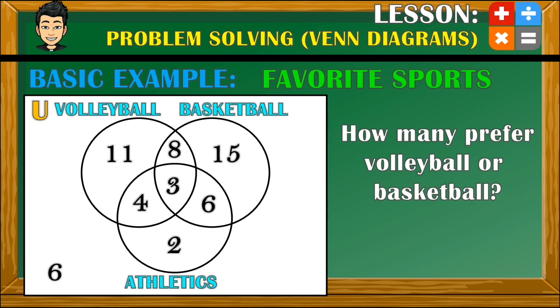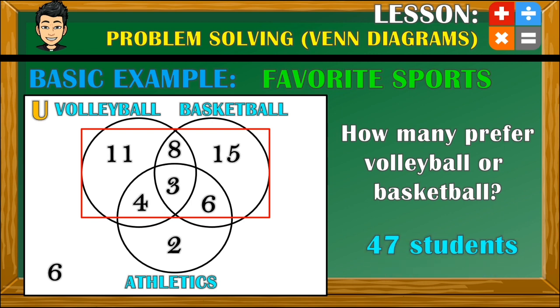And konting ideya lang, sa math, kapag nakita ang word na or, it means addition. So to answer this question, i-add natin lahat ang number of elements na nasa loob ng circle ng volleyball and basketball. So 11 plus 4 plus 8 plus 3 plus 15 plus 6, ang sagot natin ay 47 students.